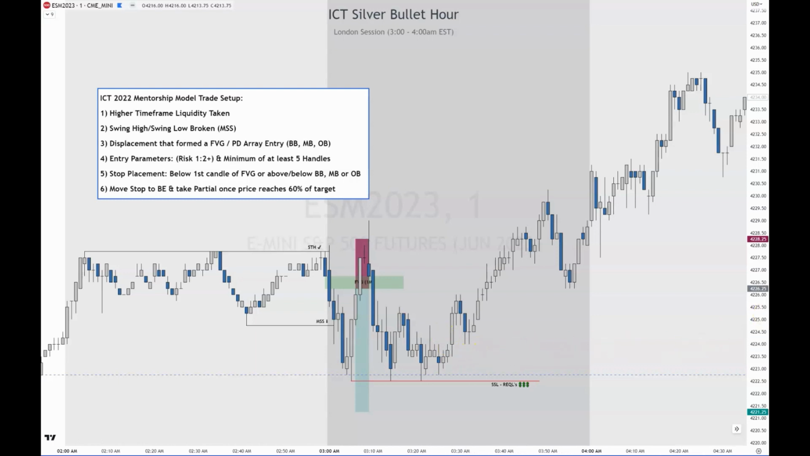So what do we get? Price comes up, takes out this swing high right here. It's a market structure shift. Do we have displacement in this move? Yes.